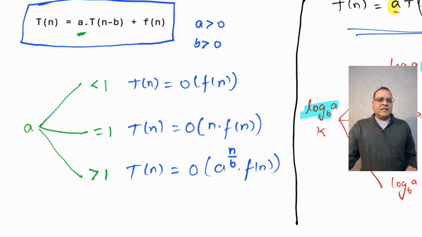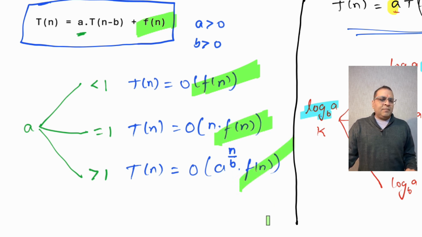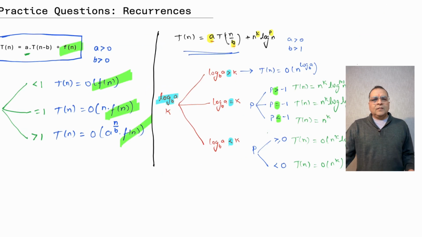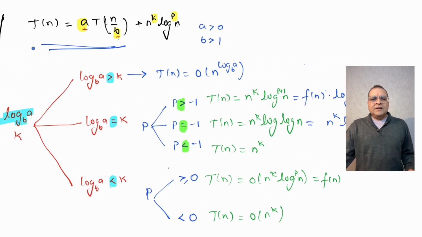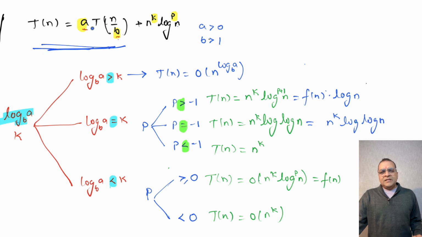In this case, we just check the value of a and compare it with 1. If a is equal to 1, then the answer is n times f(n). If a is less than 1, then the answer is only f(n). And if a is greater than 1, then the answer is a to the power n by b into f(n). So either we keep the f(n) as it is, or we multiply n with f(n), or we multiply a raised to the power n by b with f(n), depending on whether a is less than 1, equal to 1, or greater than 1.